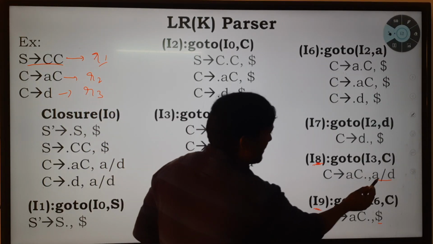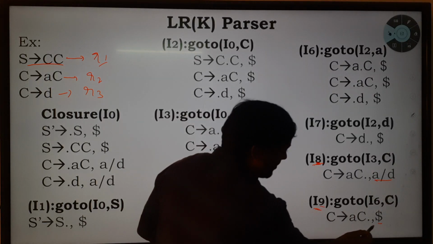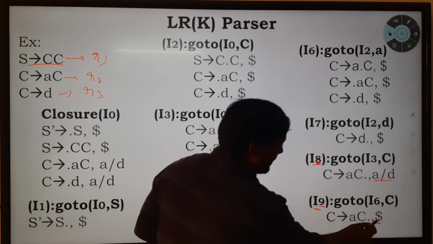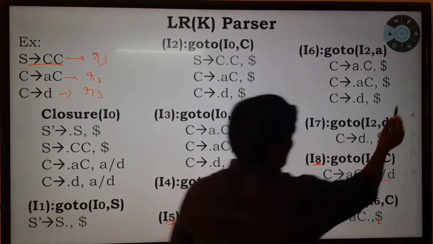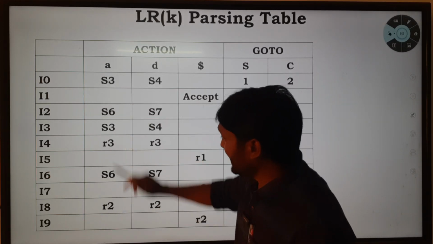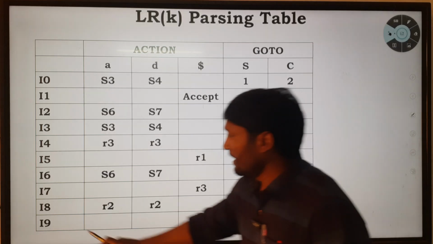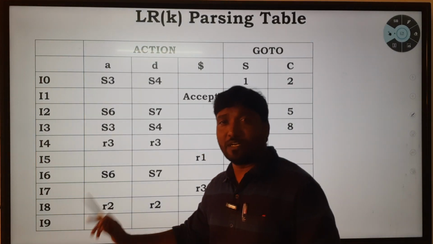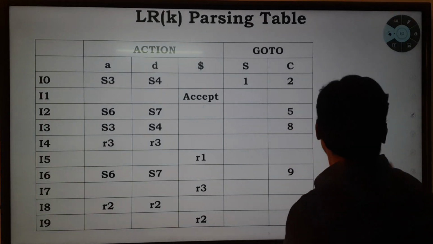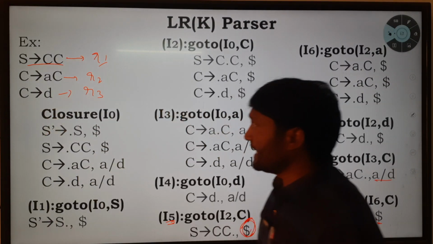That's why 8 comma A, 8 comma D can be filled with R2. 9 comma $: what is the lookahead symbol for the ninth item? That is 9 comma $, can be filled with R2. Look at the table here. 8 comma A can be filled with R2, 8 comma D can be filled with R2, and there is one more, it is ended in I9, 9 comma $ can be filled with R2.